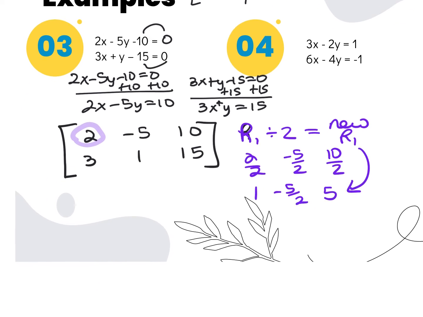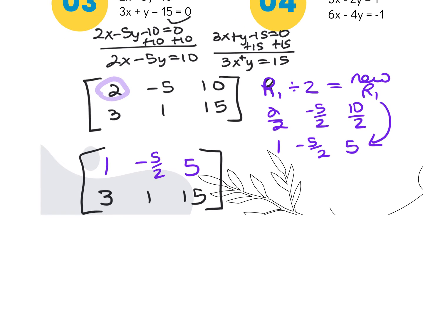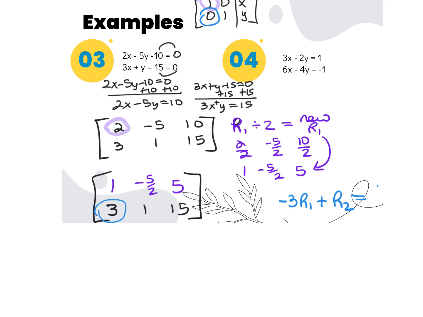And already we've got a fraction we've got to deal with. So 1, negative 5 halves, positive 5. I'm going to rewrite my original row 2. Now my next thing is to make this become a 0. And you're going to take the row that you just made the number become a 1, and that's what we're going to be multiplying. So I'm taking row 1, and I'm going to multiply it by negative 3, and then I'm going to add it to row 2. This is going to give me my new row 2.